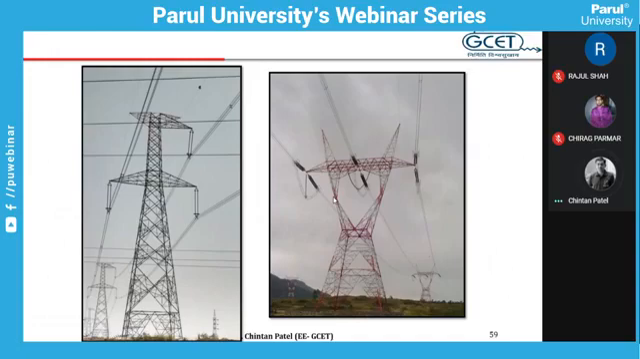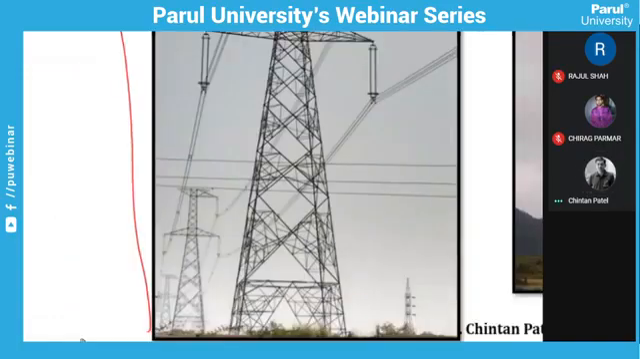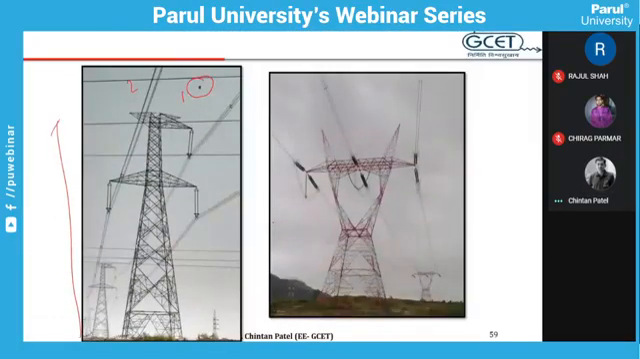Next, this is a gigantic structure. This photograph I have taken near Parul University. Once I visited Parul University, at that time I took the photograph. It is a 765 kV transmission line. So you can see two earth wires, earth wire 1 and earth wire 2, and a gigantic structure.